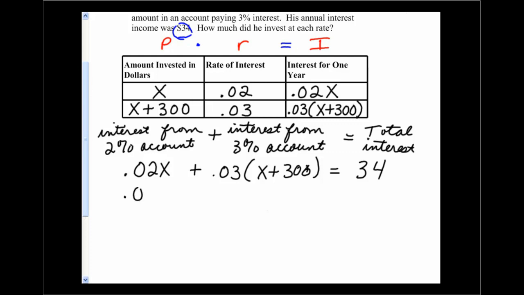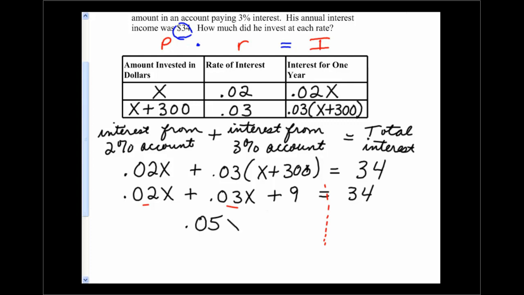So solving this equation, the first step will be to distribute the 0.03 to remove the parentheses. So we'll have 0.03x plus 300 times 0.03, which is 9, equals 34. So we have our equation, two sides, combining like terms. You'll have 0.05x plus 9 equals 34.